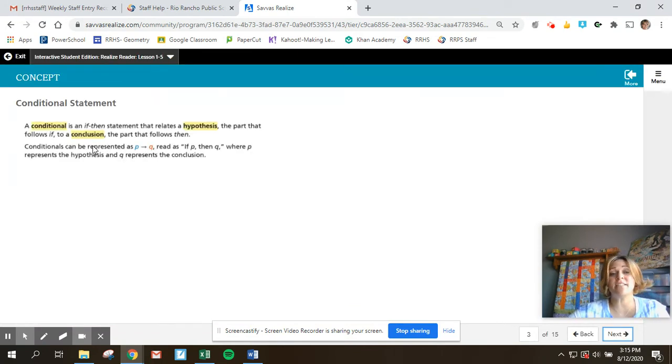Okay, here it is. A conditional statement is an if-then. If I get my jobs done, then I can go to the movies. Or if I do my homework, then I will get good grades. So those are if-then statements. One affects the other. So a conditional statement is if-then. It relates a hypothesis, the part that follows if, so if I get my work done, that's the hypothesis, then I can go to the movies, that's the conclusion. And it's written like this: if P, then Q.